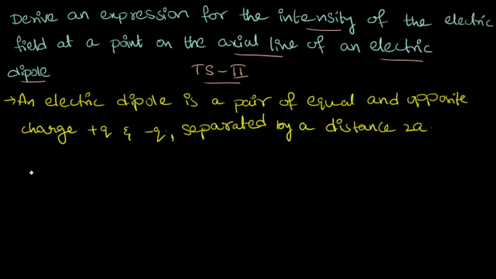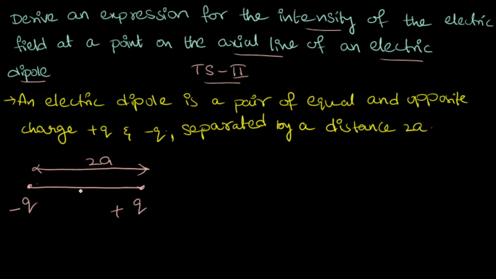What is an electric dipole? An electric dipole is a pair of equal and opposite charges. That means both the charges are equal in magnitude but are of opposite sign. One of the charges is a negative charge and the other is a positive charge, and both these charges are separated by a distance of 2a. We have to find out the electric field on the axial line of this electric dipole.